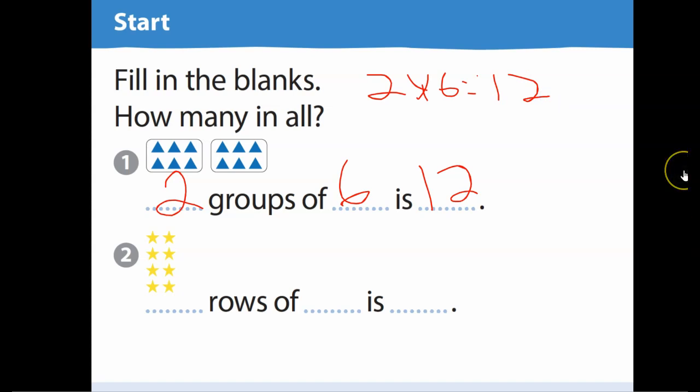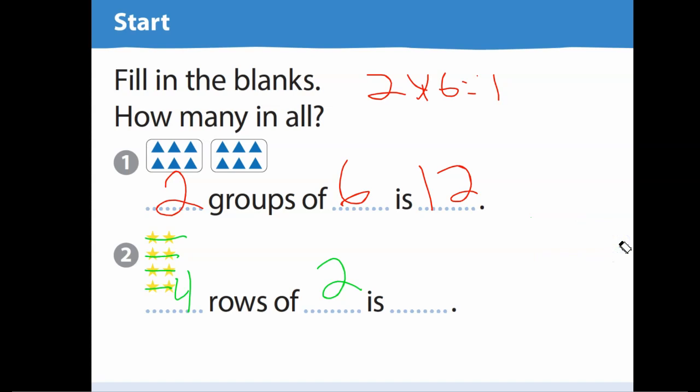Okay. Look at this one right here. How many rows do I have? Rows go like this. Yes, I have 4 rows. Okay. 4 rows. 1, 2, 3, 4. 4 rows. How many in each row? Sorry. 4 rows, and then how many columns? 2. Columns are like this. Okay. 2. So what's the total?